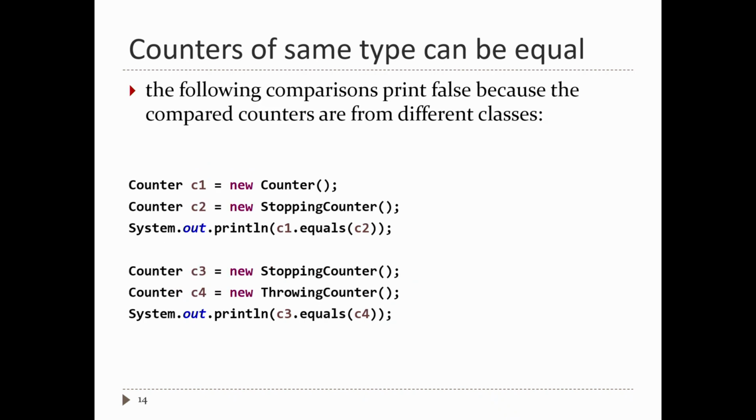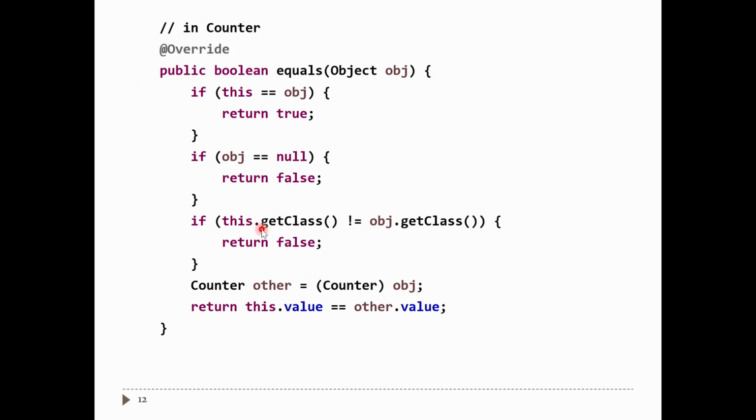So the problem is what happens when you change one of the two counter types. Here C1 is a Counter, and here C2 on the right-hand side is a StoppingCounter. So now when you run equals, remember C1 is a Counter, C2 is actually a StoppingCounter. So this getClass returns Counter for C1, OBJ getClass returns StoppingCounter for C2. They are not equal, so now equals returns false, even though the two counters' values are 0.